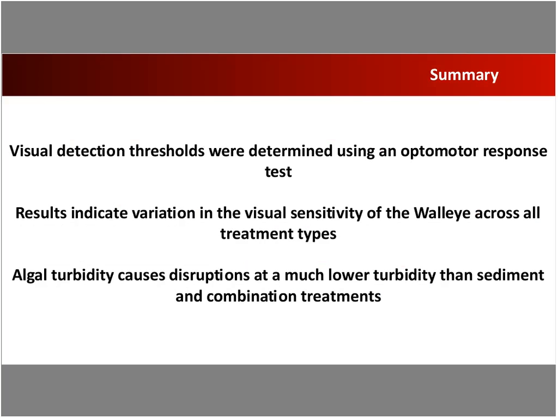Just taking a step back and looking at the big picture, our main objective was to use the optomotor response test to determine visual detection thresholds. Our results indicated that there was variation in the visual sensitivity, so variation in where the fish stops following the stripes, across all treatment types. However, we found that algal turbidity causes disruptions at much lower turbidities than sediment or combination treatments.